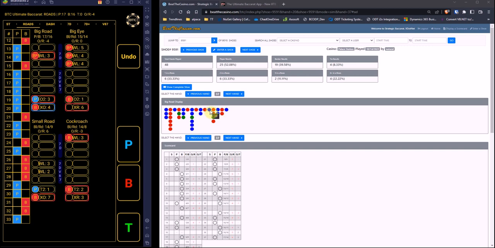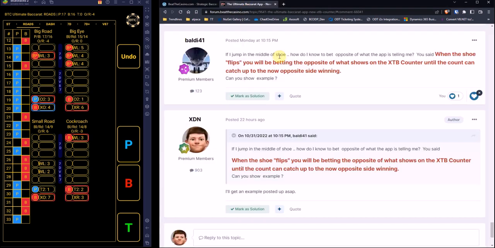So, I understand the tendency that a lot of times XTB joined events, whatever you want to call them, goes from one type of joined event to another and sticks. I'm going to go ahead and bet that this one's going to stick, especially since we've seen this run of multiples now. So back to Baldy's question. That was all set up for the question. If I jump in the middle of a shoe, how do I know to bet opposite of what the app is telling me? Okay.